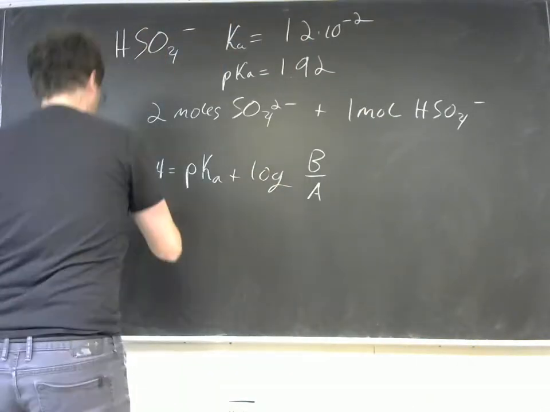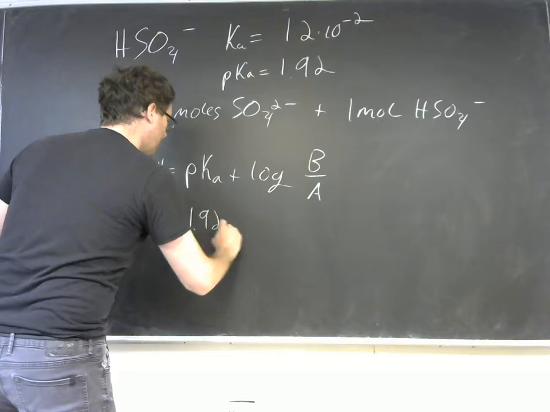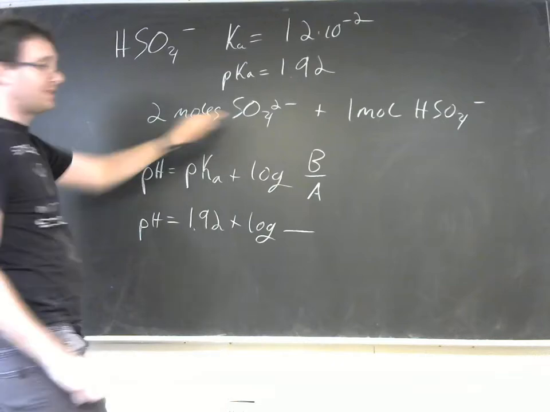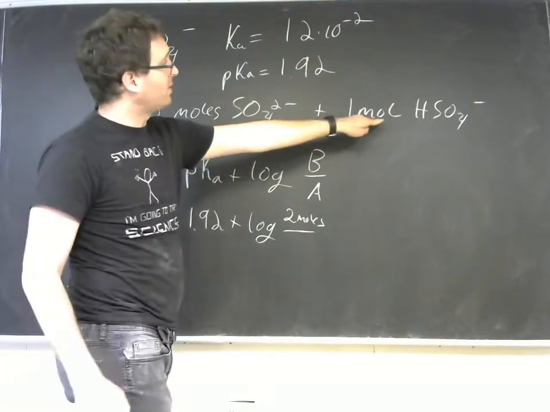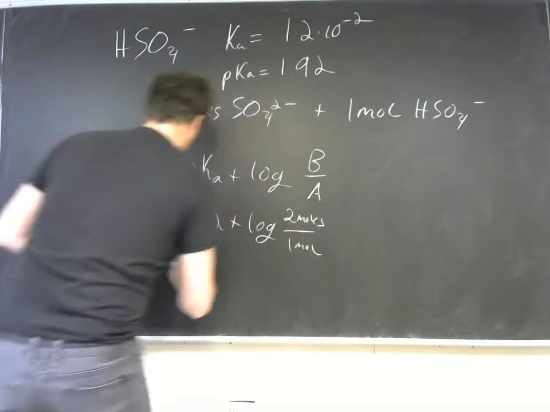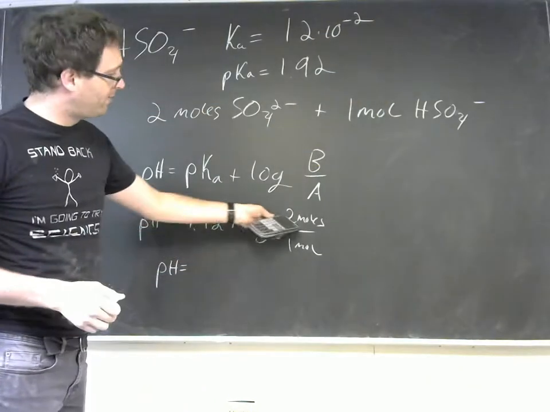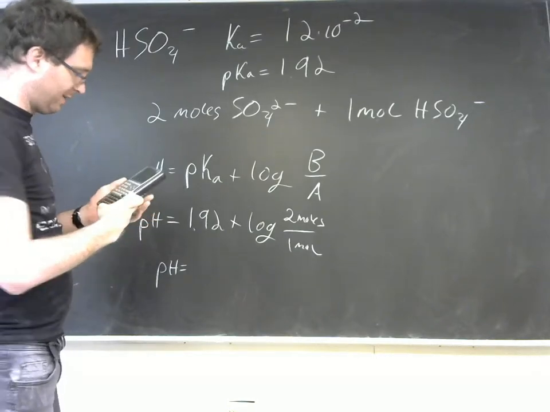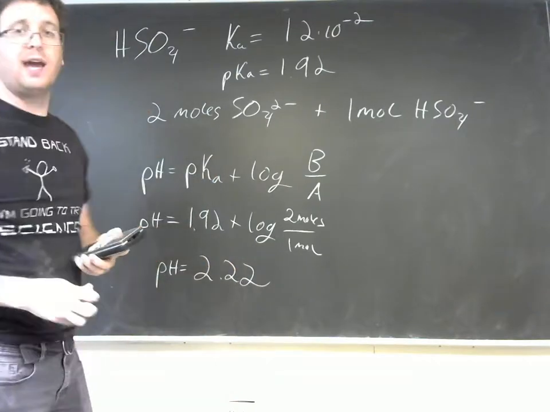Well, the pH is going to equal the pKa, 1.92, plus the log of the base over the acid. Sulfate is the base in this case, so that would be 2 moles. Hydrogen sulfate is the acid, and so that would be 1 mole. So what is the pH? It'll be 1.92 plus the log of 2, and that's going to be 2.22. 2.22 would be the pH of that buffer solution.